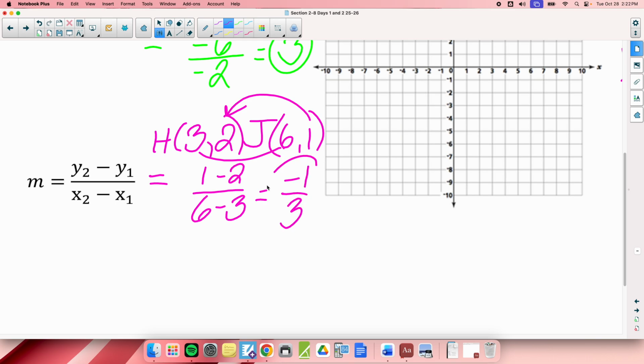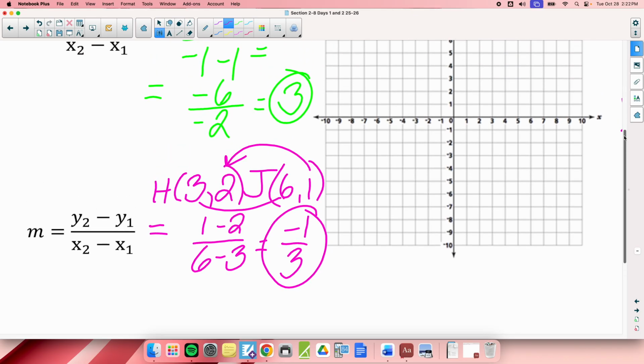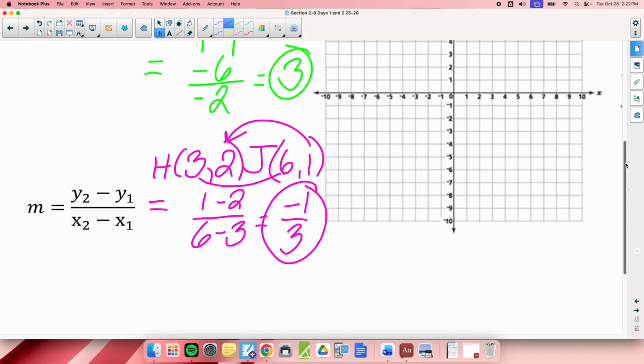Look at these two slopes. Are they negative reciprocals? 3 and negative 1/3. They are, right? So that tells us our lines are perpendicular. Do you guys get that? If your slopes are negative reciprocals, your lines are perpendicular.